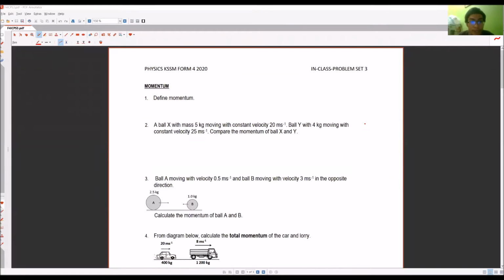Our revision part 3. Today we will do some problems on momentum, the principle of conservation of momentum, and force. So let's go through the first question here.